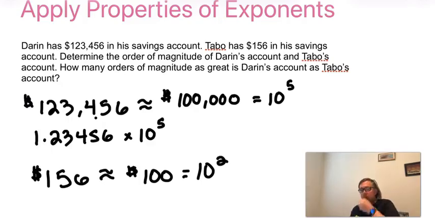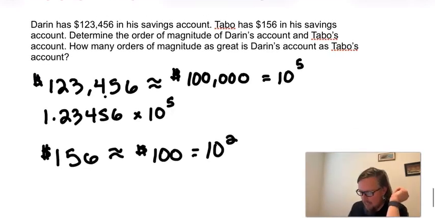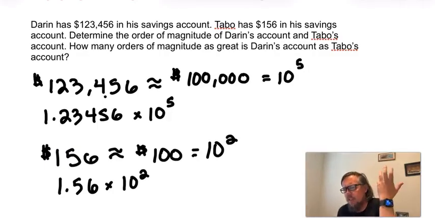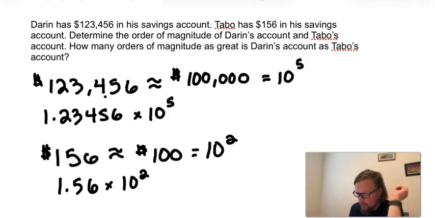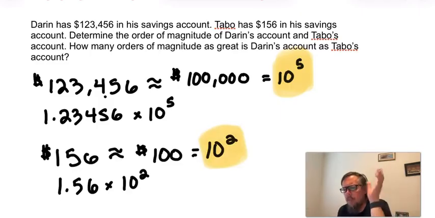Derp. It's a 1 with 5 zeros, not 1 with 3. So 100,000 is about 10 to the 5th, and $100 is about 10 to the 2nd, which if we wrote this in scientific notation, it's 1.56 times 10 squared. Again, the scientific notation is an unnecessary step. To find order of magnitude, we're really just interested in the 10 to a power part. So that's the part we care about.